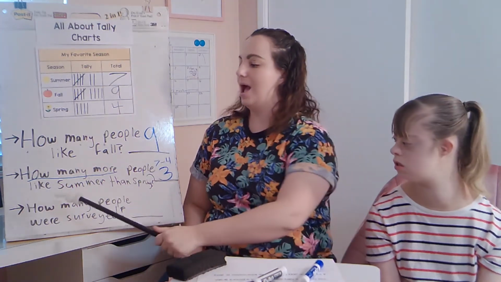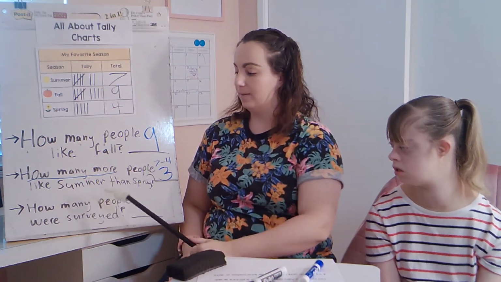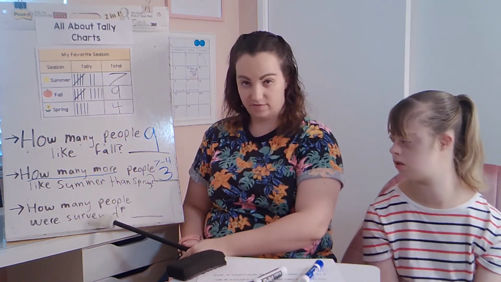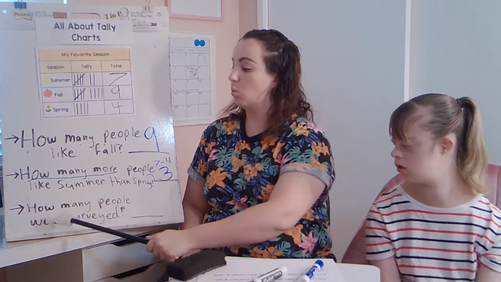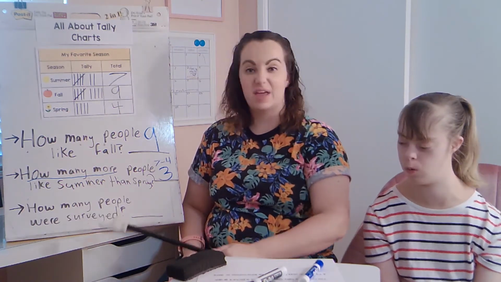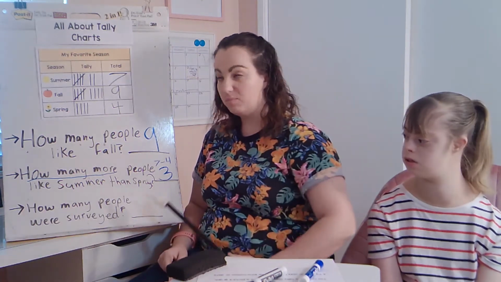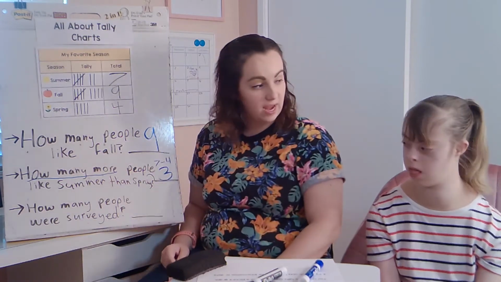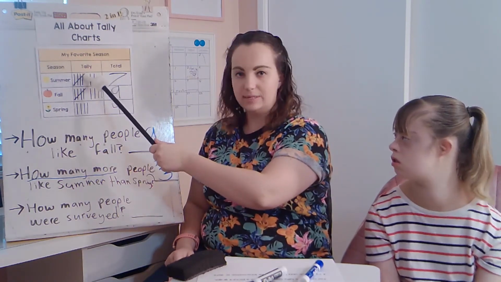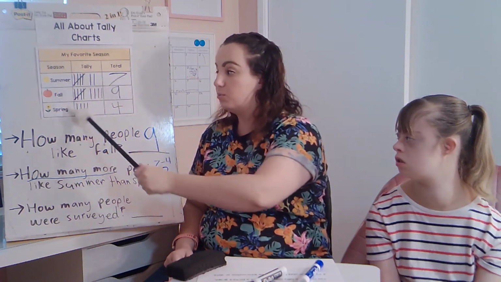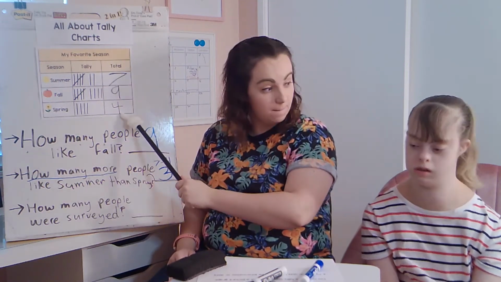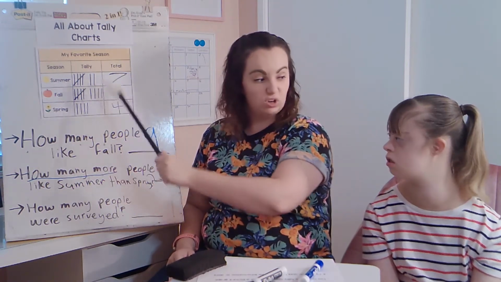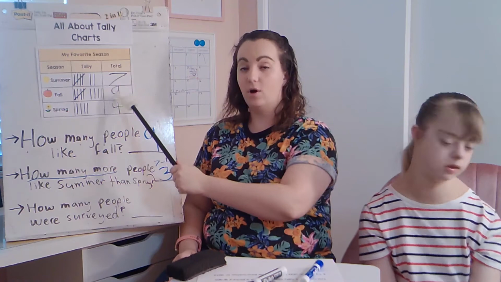It reads, how many people were surveyed? I'm going to read that again. How many people were surveyed? That means how many people were in this survey. Not just how many voted for one season, but how many people voted in all. So that means we need to add up all these numbers or count up all the votes, all the people who voted.